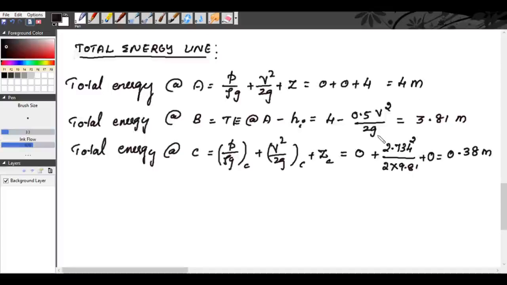At the inlet of the pipe, it will decrease by HI. This is HI, right? It will decrease by HI. So, HI is equal to 0.19 meter. If you calculate HI, you will get 0.19 meter. So, it will decrease by 0.19 meter from the free surface. And at outlet of pipe, total energy is 0.38.